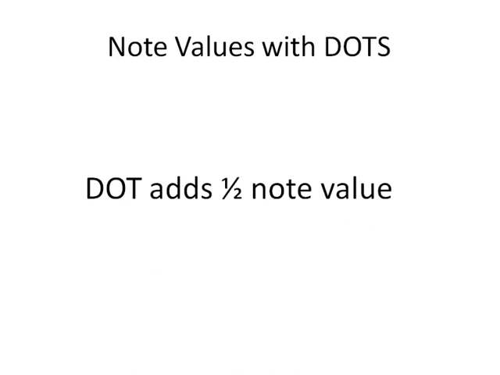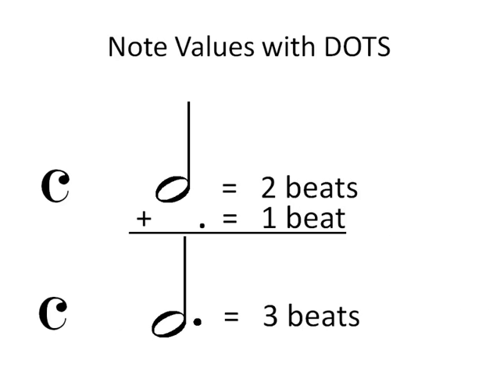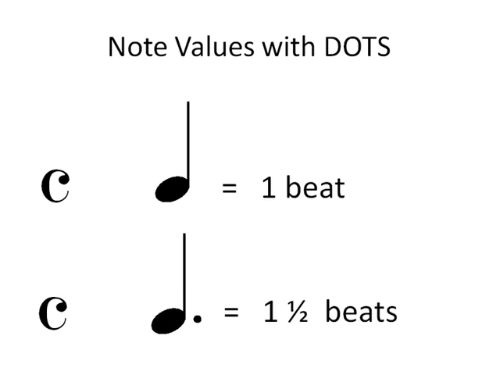Put another way, dots add half of the value of the note which they follow. Let's consider again a half note in common time. The half note gets 2 beats, and half of 2 beats is 1 beat, so adding 1 to the original 2 makes 3 beats. In common time, a dotted quarter note is 1 1/2 beats. That's 1 for the quarter note and a half for the dot.